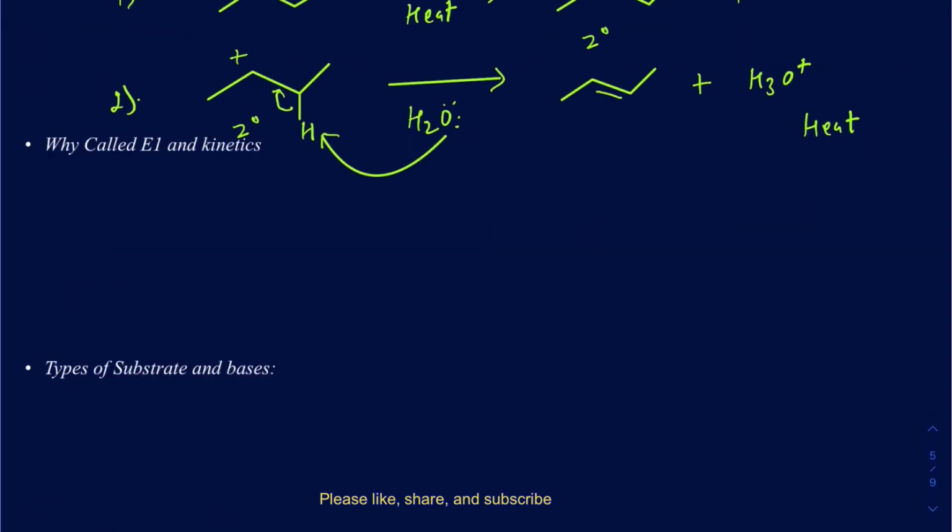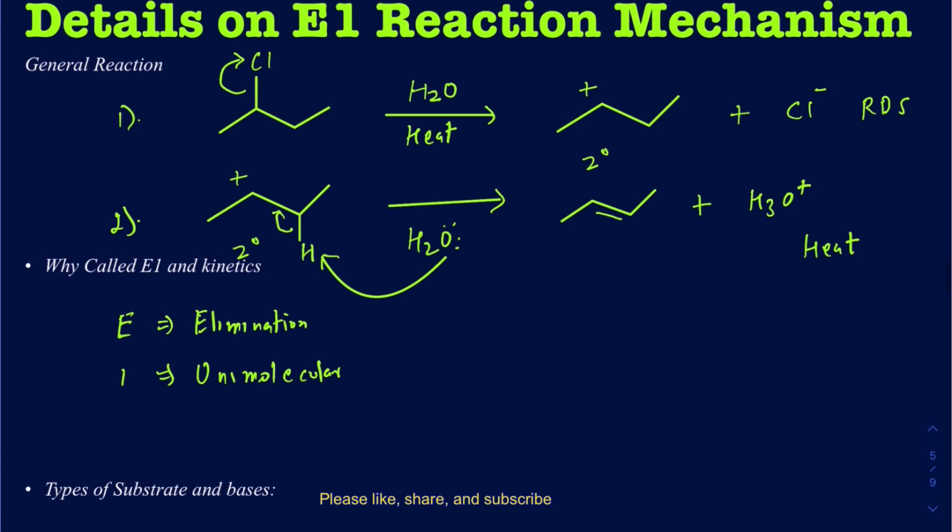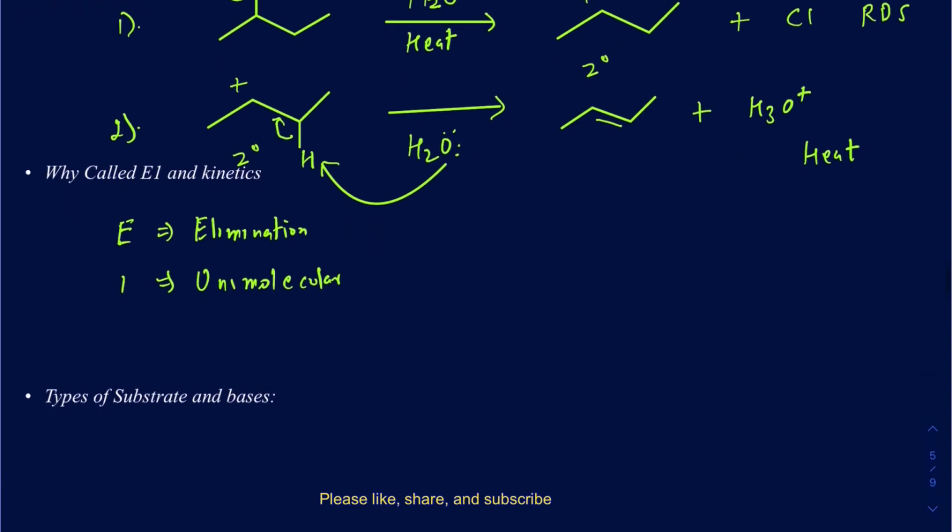So let's look at your kinetics and why it's going to be called an E1. Obviously, E stands for the elimination reaction, and 1 means it's going to be unimolecular. If I go back to my rate determining step, you can clearly see we have only your alkyl halide being involved in the rate determining step, so it's going to be unimolecular. When I write down the rate of this reaction, it's going to be some rate constant k times your alkyl halide.